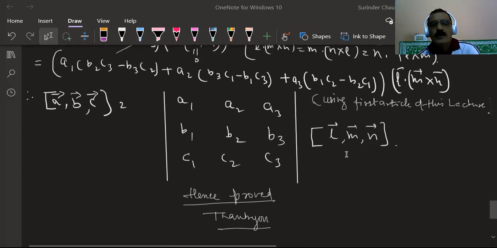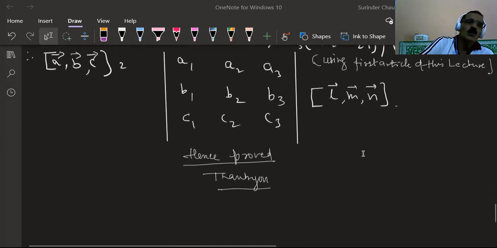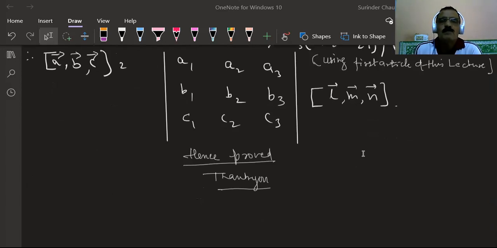Now, in the next lecture, we'll solve problems based on the scalar triple product, and we'll use the properties to find the volume of the parallelepiped formed by the given vectors, etc.